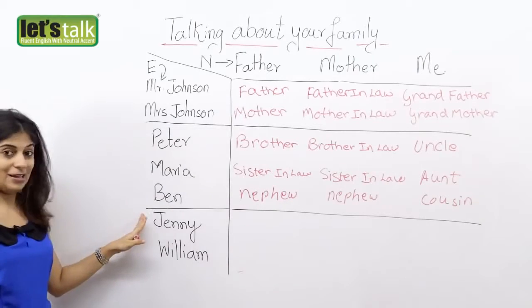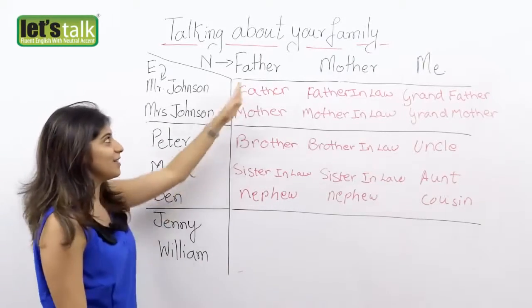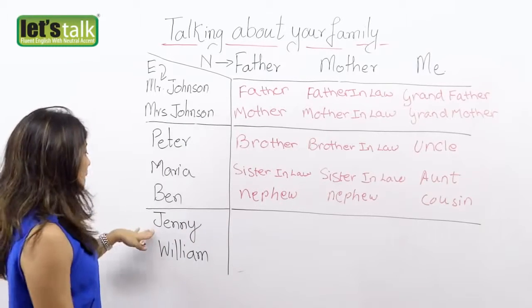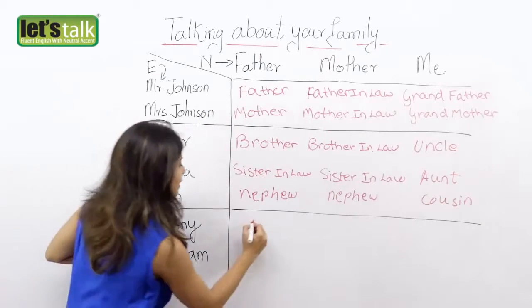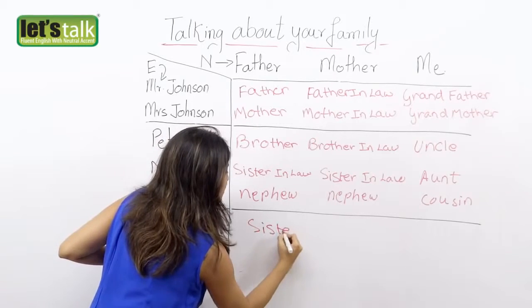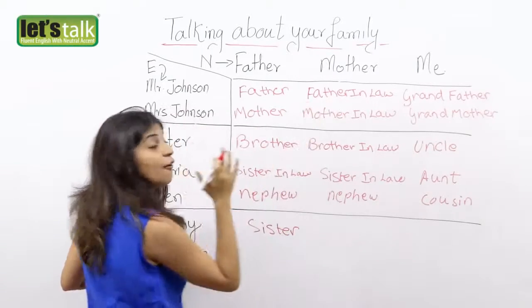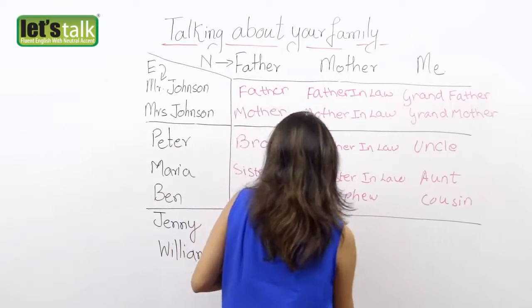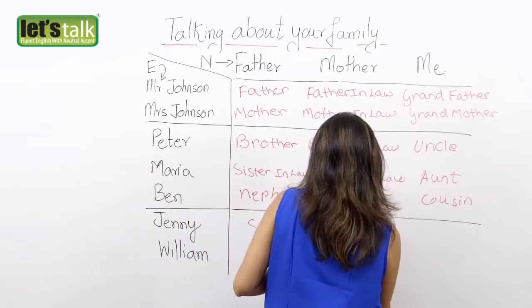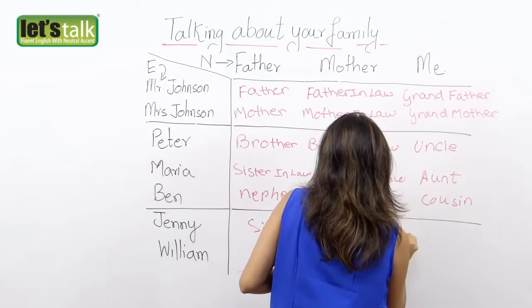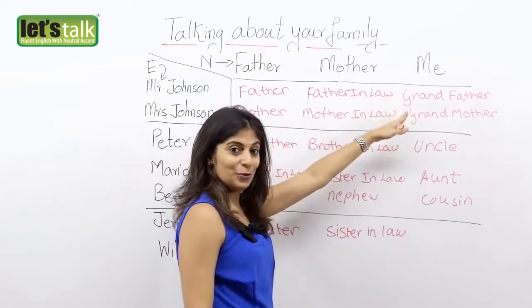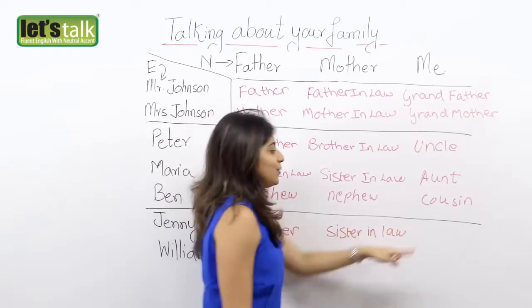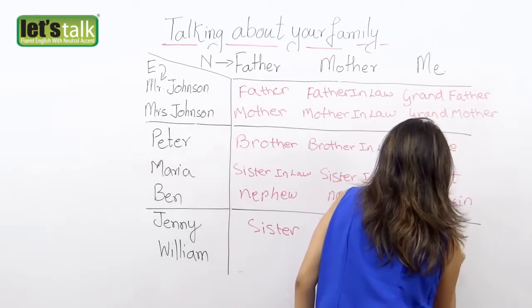And let's look at Jenny. Now, Jenny, we learned that Jenny is your father's sister. So she is your paternal aunt. But for your father, she is his sister. Whereas for your mother, she is her sister-in-law. And for you and for your brother and for your sister, Jenny is your aunt.